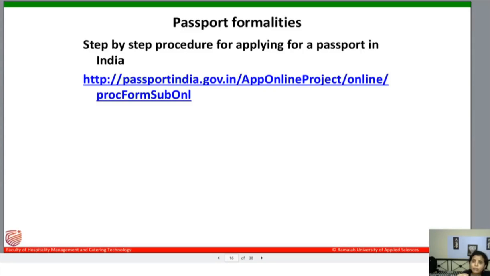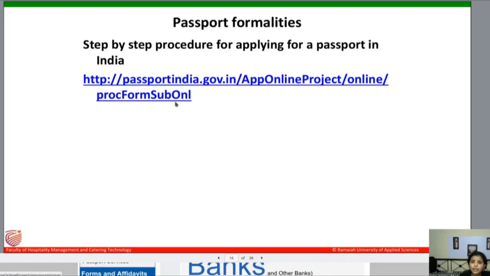So now, because of this online process, it has become very easy to apply for the passport, get an appointment and get it verified. I will quickly go through this website and make you understand what are the various process involved in applying for a passport in India. So this is the website of passportindia.gov.in. You can see there are 7 steps enlisted.